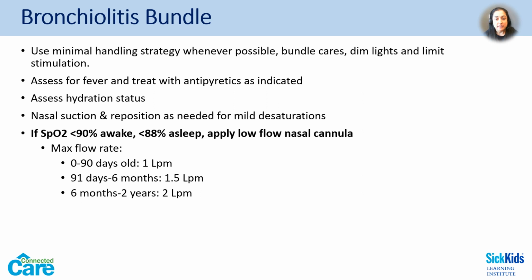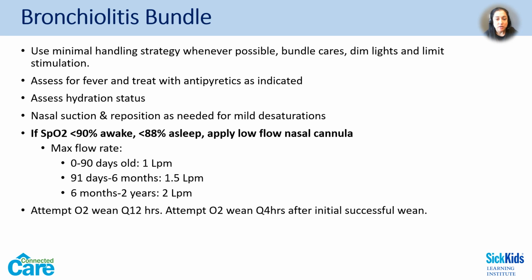If the child's saturations are less than 90% awake and/or less than 88% asleep, then apply low-flow nasal cannula oxygen. The recommended maximum flow rates for ages 0 to 90 days is 1 liter per minute. For ages 91 days to 6 months is 1.5 liters per minute, and ages 6 months to 2 years is 2 liters per minute. You also want to attempt oxygen weaning every 12 hours, and then attempt oxygen weaning every 4 hours after the initial successful wean. Assess and document work of breathing every 4 hours or sooner if needed.